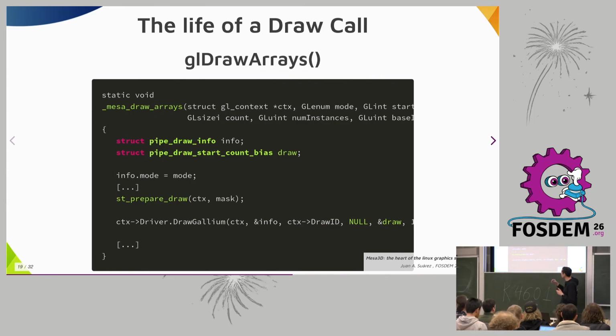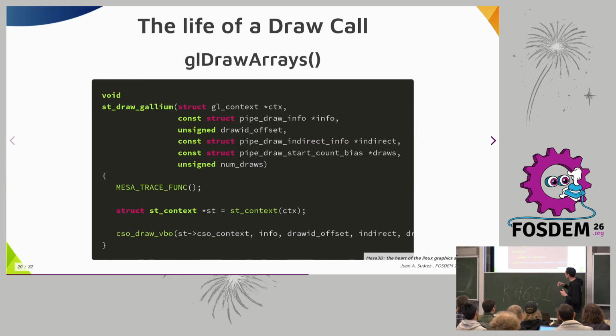The draw itself is still in the Mesa layer, but it fills in several structures, and then it calls the state tracker to prepare the draw and call the draw vbo, which is the Gallium part in charge of executing the draw. Again, the Gallium draw does a lot of things. It calls cso_draw_vbo. CSO is a constant state object that keeps the state of the full machine, and it basically calls that. Now everything is in Gallium.